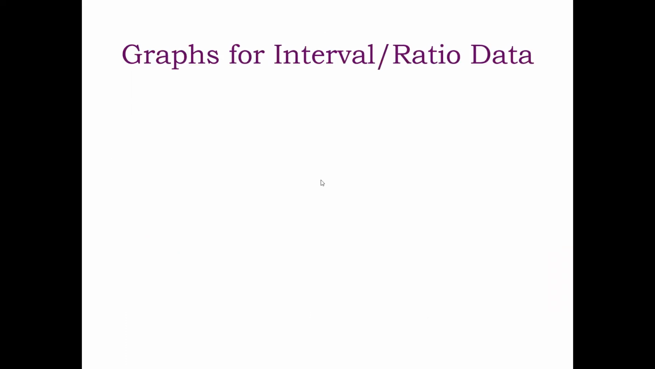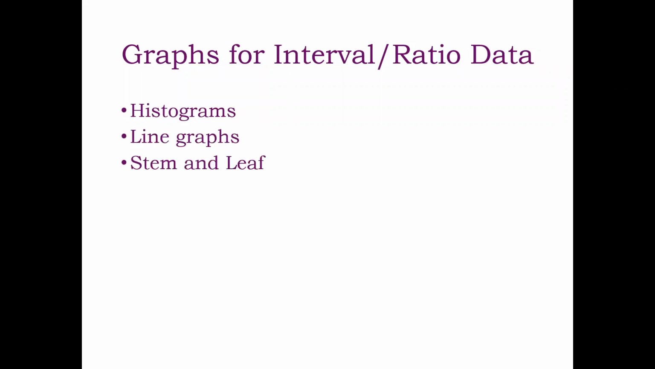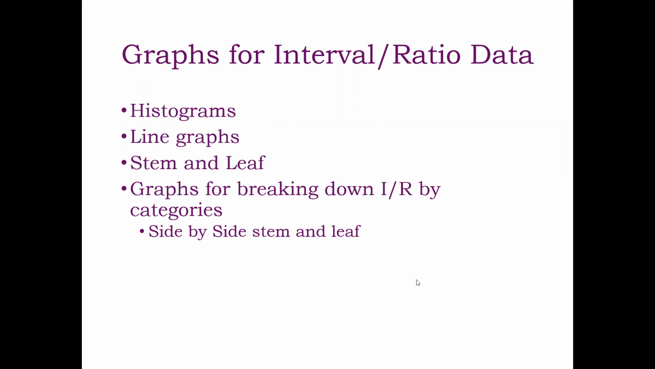Okay, so what about interval ratio data? Interval ratio data is continuous rather than discrete. Bar charts and pie charts are good for discrete data, which is usually nominal or ordinal. Okay, for interval ratio, we're going to use histograms. We can also use line graphs, stem and leaf. Okay, we can break things down by category.